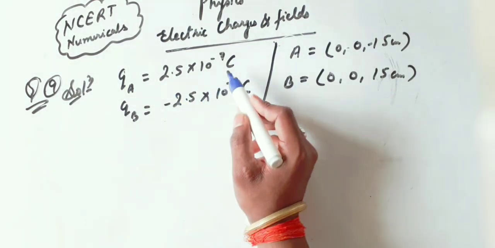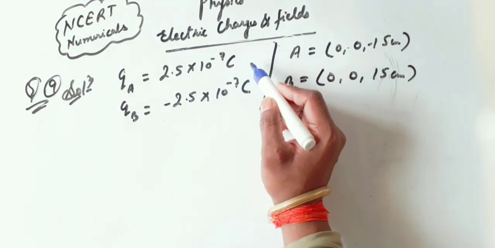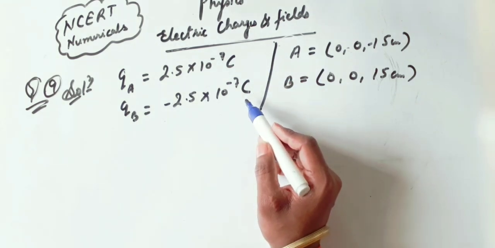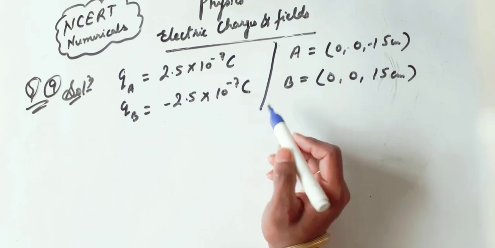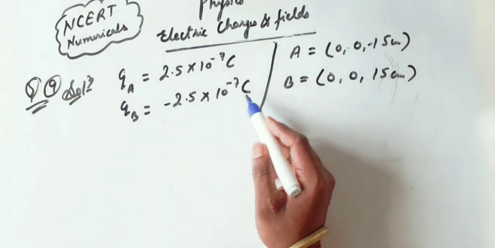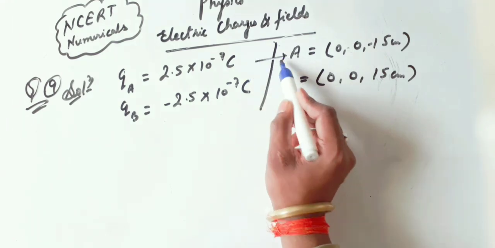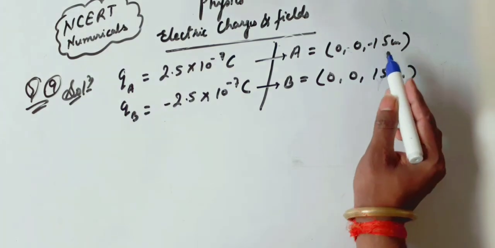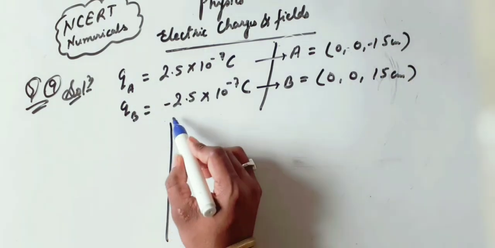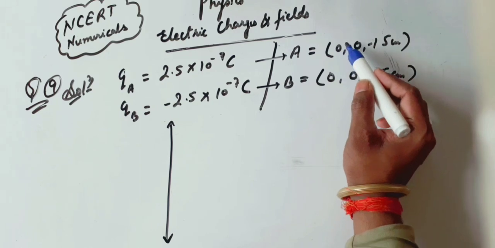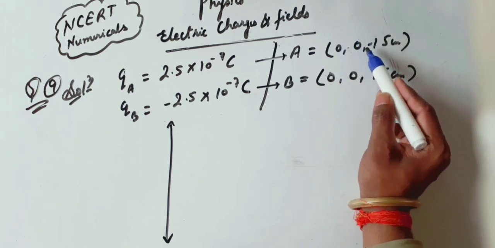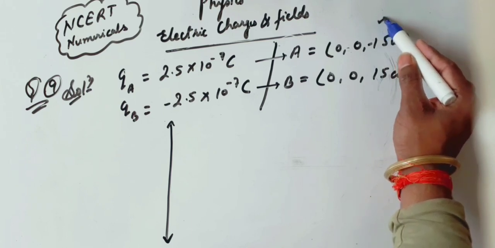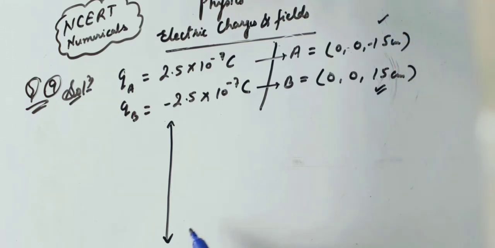So here two charges are given, QA is equal to 2.5 × 10^-7 coulomb and QB is minus 2.5 × 10^-7 coulomb. Both charges are placed along the Z direction: the charge QA is placed at point A and the charge QB at point B. The x-axis coordinate is 0 and the y-axis coordinate is also 0 in both cases, but the z-axis coordinate is minus 15 centimeter and here 15 centimeter.